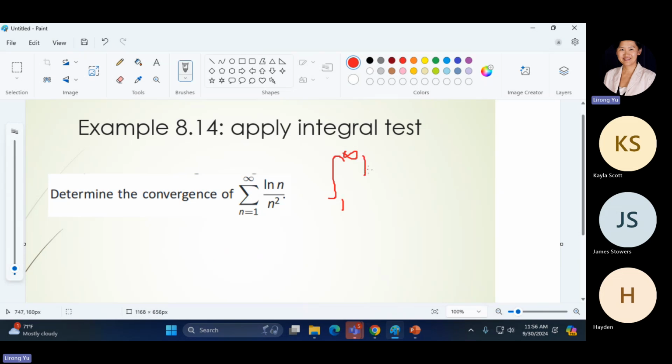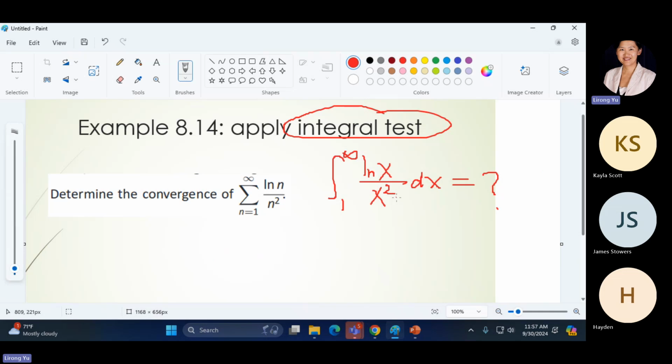Then change that into x, so the integral of ln x over x squared dx. According to the integral test, if this integral is equal to a finite value, then this summation is also finite. They will both converge. If this is equal to infinity, then that summation is also infinity, and of course it will diverge. So how do we calculate this?